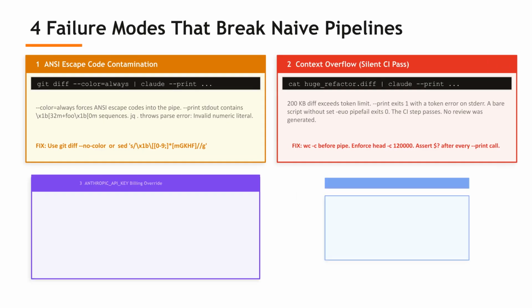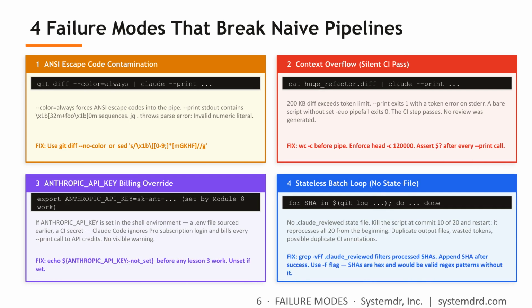4 failure modes. Each one has broken a real pipeline somewhere. Let's go through them quickly. Failure 1, ANSI escape code contamination. You add --color=always to git diff for readability. The escape codes flow into claude --print's input, which is fine, but they end up in the stdout response. When you pipe that response to jq, it throws a parse error, invalid numeric literal. The sequence \x1b[32m looks like a broken number to the JSON parser. The fix? Always use git diff --no-color, or add the sed ANSI strip as a belt and suspenders defense.